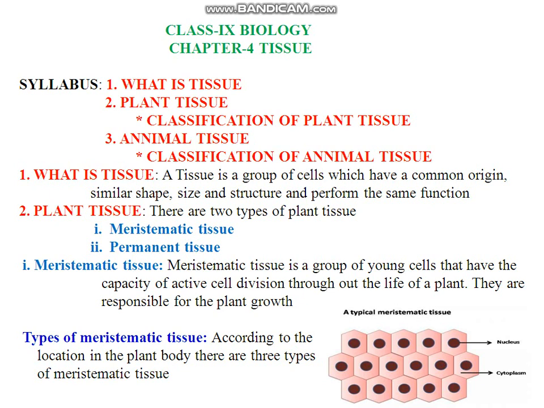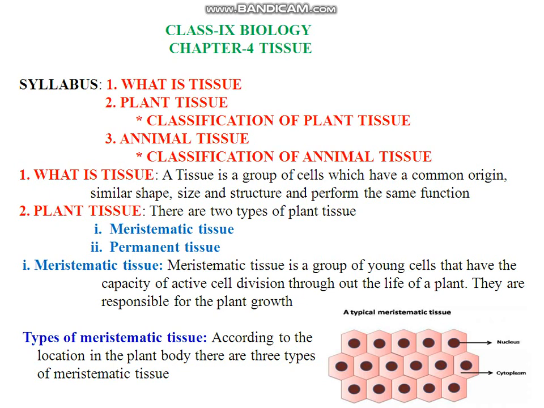So what is tissue? You know what is tissue actually because you have learned the same in previous classes. A tissue is a group of similar cells performing the same function. When a group of same type of cells perform the same function, it is called a tissue. The definition which is given here: a tissue is a group of cells which have a common origin, similar shape, size and structure, and perform the same function.